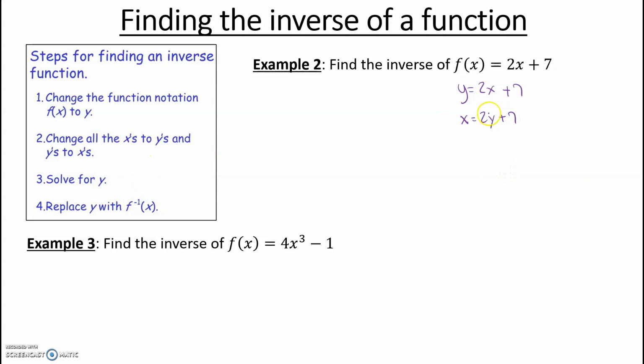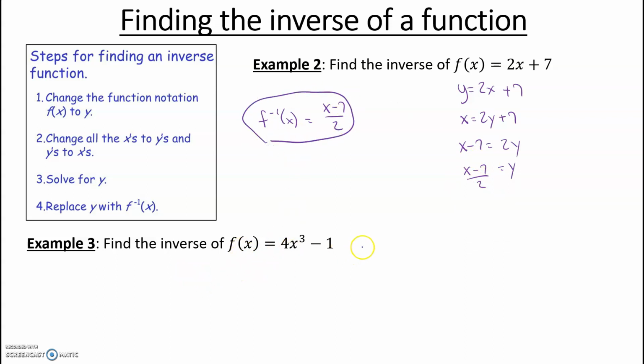And you solve for y. We subtract 7 from both sides, and we divide both sides by 2. And you're done. Now you go back and make this an inverse. So instead of y, we put f inverse of x, which is (x minus 7) over 2. There's my inverse.